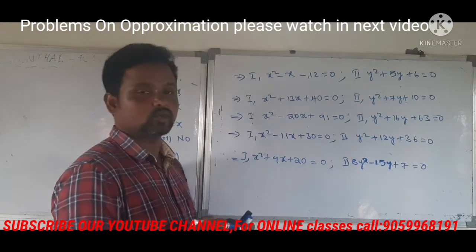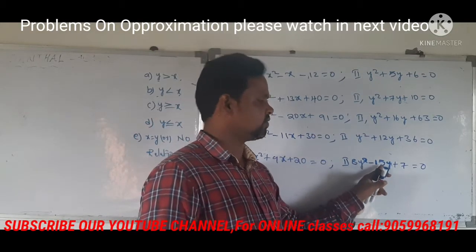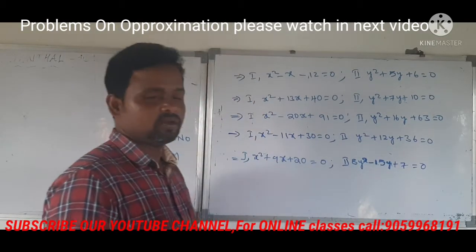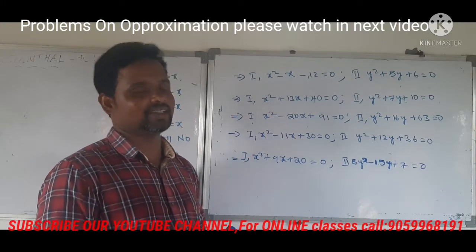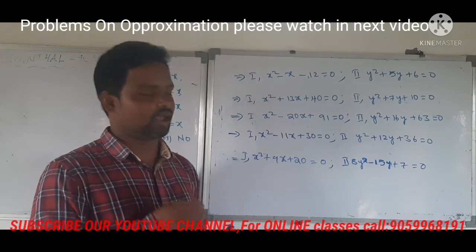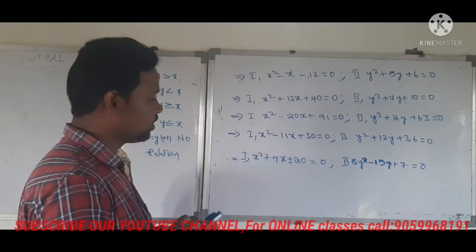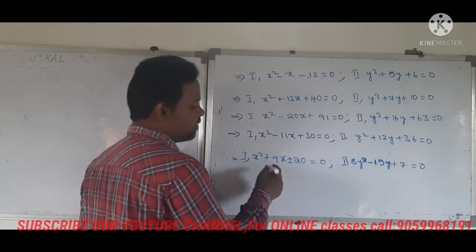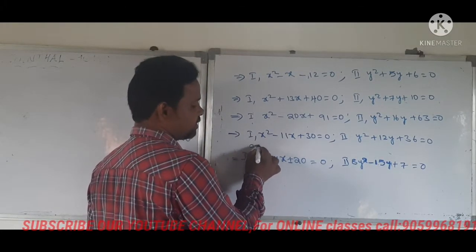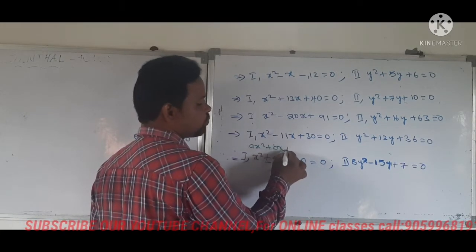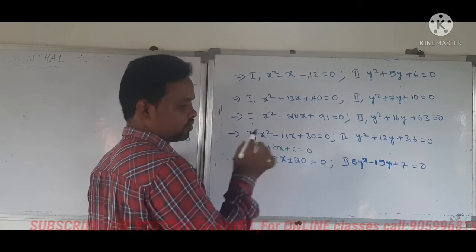x square plus 9x plus 20 is equal to 0 and 8y square minus 15y plus 7 is equal to 0. While doing such type of problems, first of all we have to observe the signs of the C value and B value. Here the C value is plus, and the B value is plus. It is like ax square plus bx plus c is equal to 0. The sign of C is plus, the sign of B is also plus.